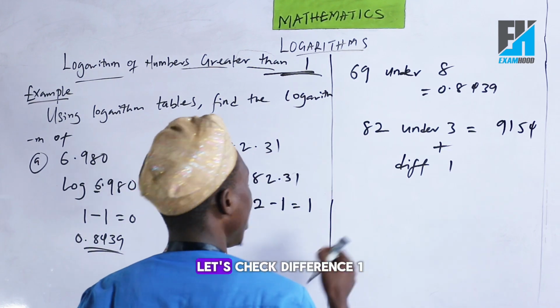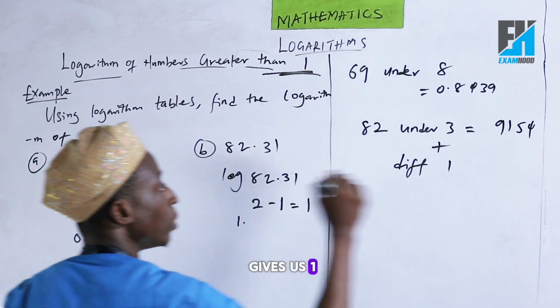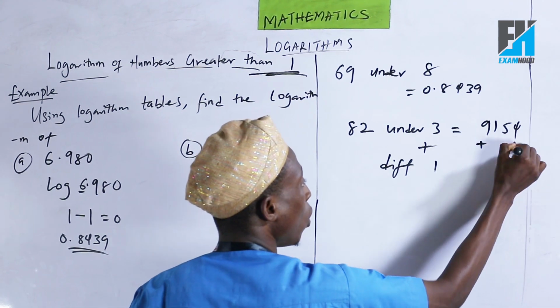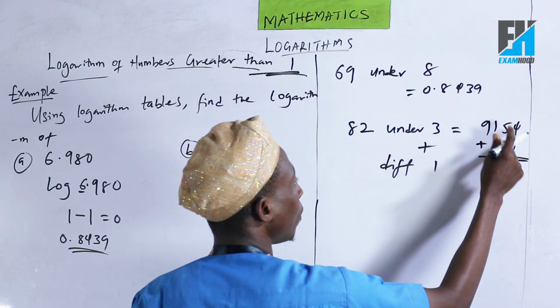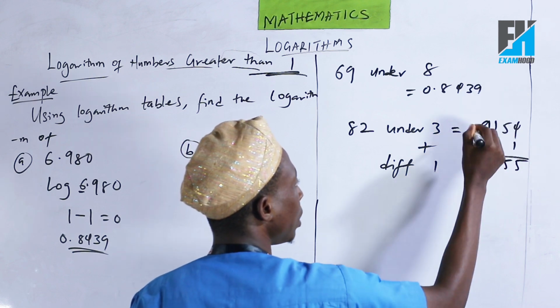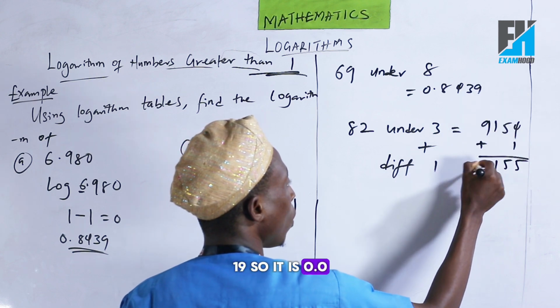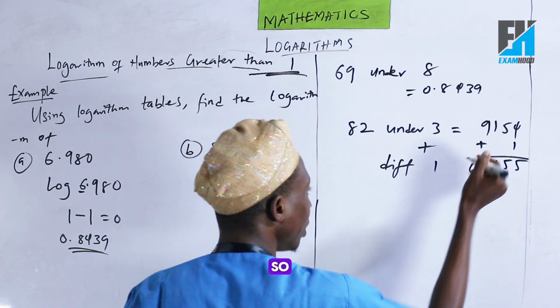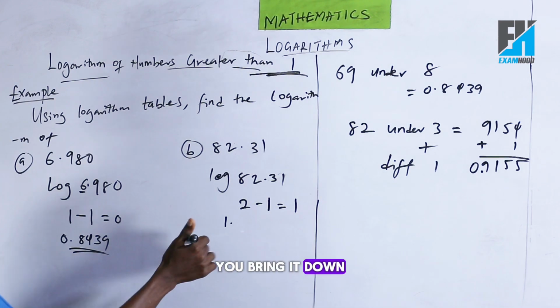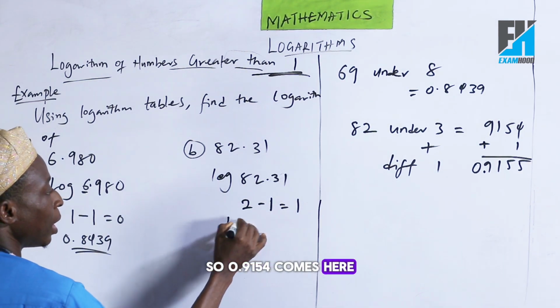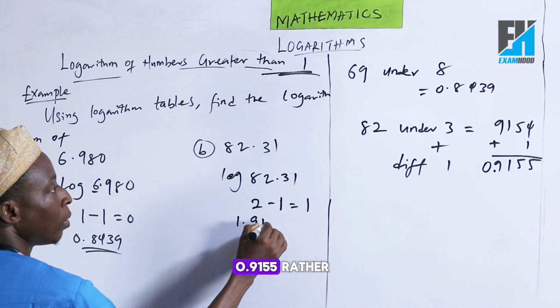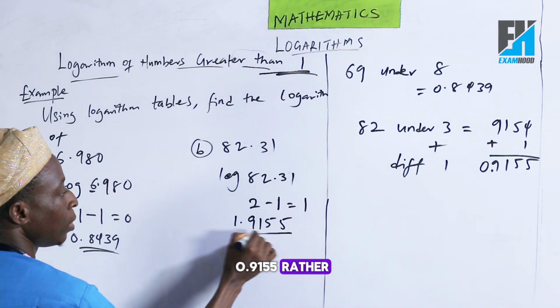Now, difference 1, let's check. Difference 1 gives us 1. So, I told you that will be plus 1. The answer you get when you check under 1. So, 1 plus 4, 5, 5, 1, 9. So, it is 0 point, that is 0 point. So, you bring it down here, 0.9154. So, 0.9154 comes here, 0.9155 rather, and that is your answer.